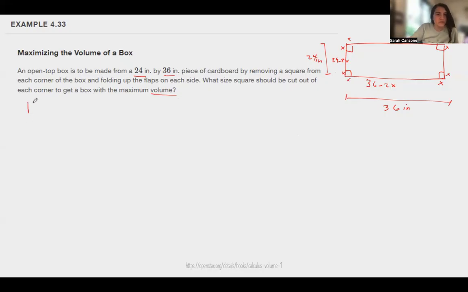So first, we know that the volume of a box is going to be length times width times height, right? So the length of the box, let's say maybe is this one, which is the 36 minus 2x. The width of the box is maybe this one, which is the 24 minus 2x. And then the height of the box is going to actually be this x. When we fold up the sides, it's going to be whatever we've taken out. And so it's just going to be plain old x.